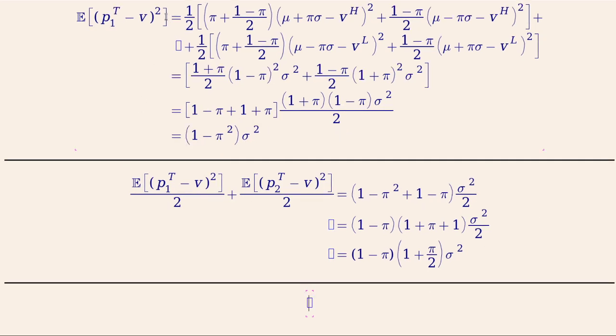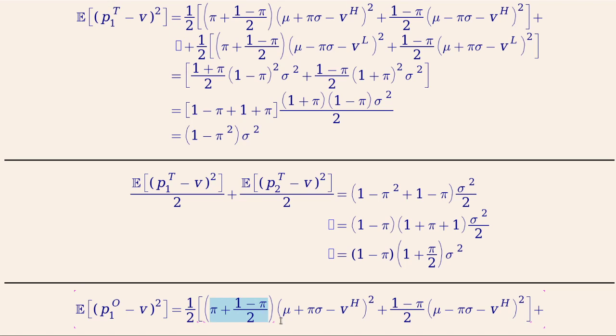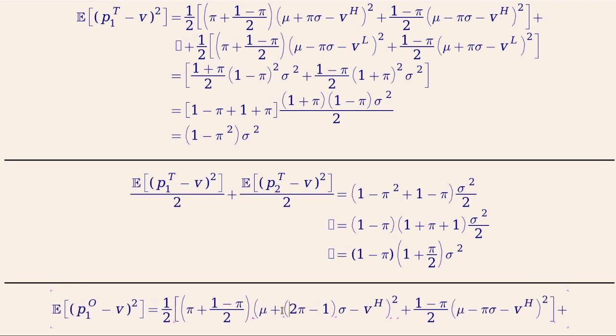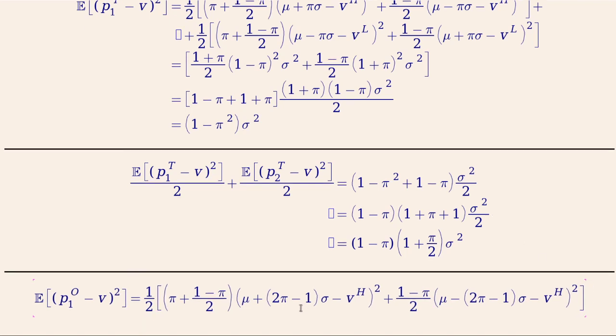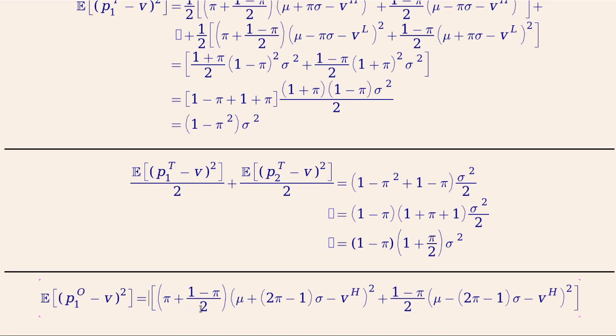So we are looking now for the expected price variance in the first period under opaqueness. And this is equal to pretty much the same amount that we had here. So we'll have 1 half times pi plus 1 minus pi over 2, which is the case when we have high value of the asset and both traders want to buy. The difference is that instead of pi here, we'll have 2 pi minus 1. With probability 1 minus pi over 2, we'll have high value of the asset and the trader is willing to sell, because the trader is uninformed. Once again, we'll have the same thing, just mu minus 2 pi minus 1 instead of mu minus pi times sigma. And once again, the second bracket will be equal to this one, so we can just limit ourselves to one of them.